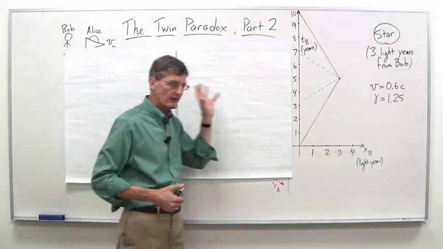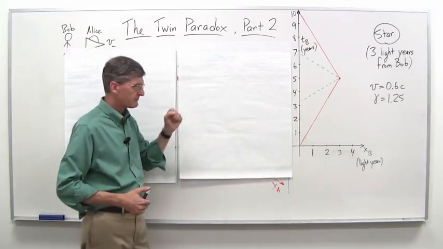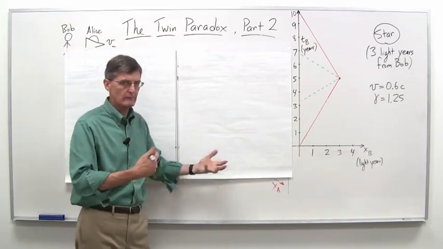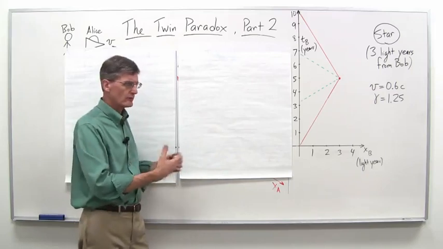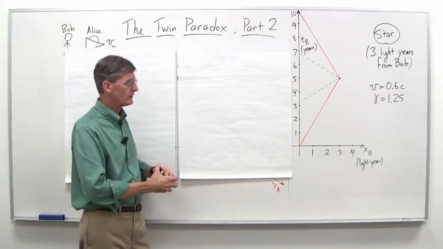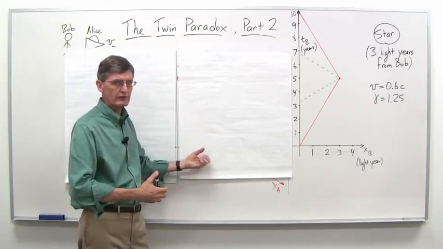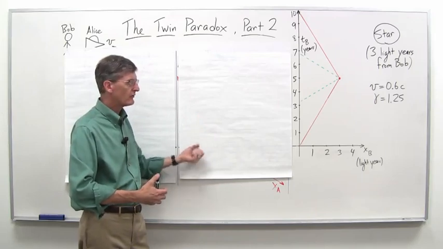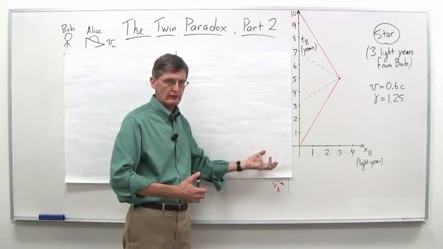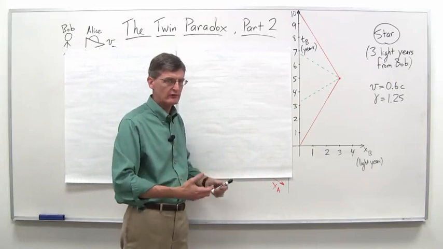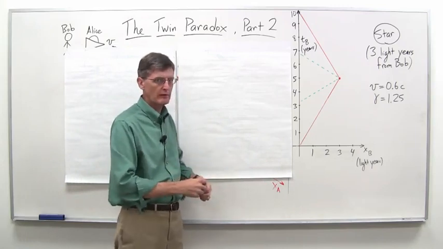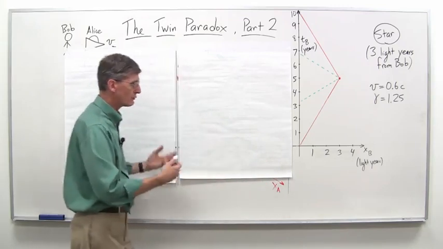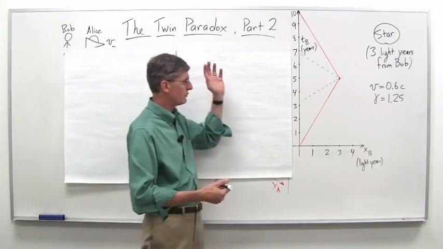So Bob sees Alice go out and back again and understands that with time dilation, her clocks are running slower. She should be younger. But Alice sees the same thing for Bob. So the question is, why is Alice younger? That's the paradox. How can she understand that she's younger when it seems like maybe Bob should be younger? And so that's what we want to do in this part 2 of the twin paradox.